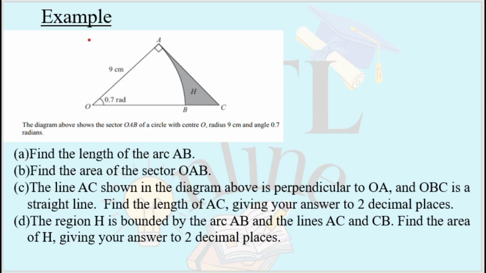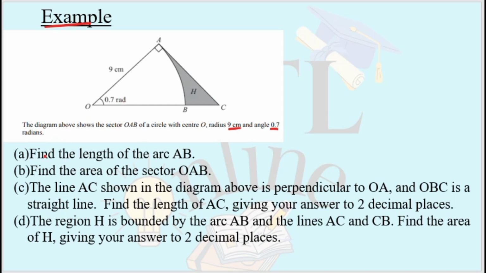This is the example we're going to use. Our example for this lesson is this shape, which is OACB, with the shaded region H here. We can see that OA is the radius of the sector AB. It is written here: the diagram above shows a sector OAB of a circle with center O, radius 9 centimeters and angle 0.7 radians. We have to know that this angle is in radians, so we're going to use it in radians.